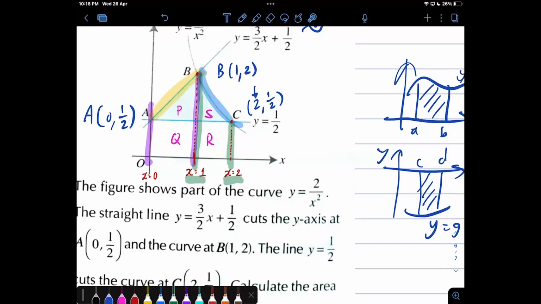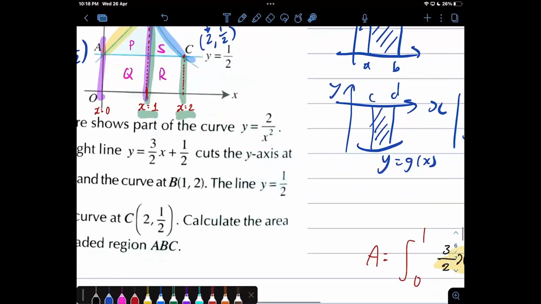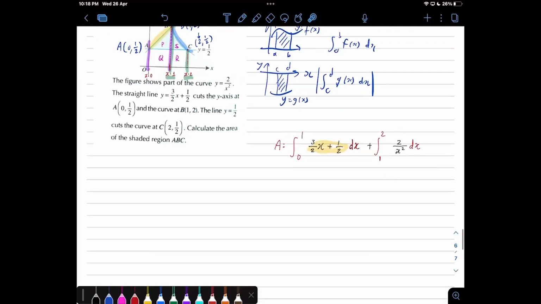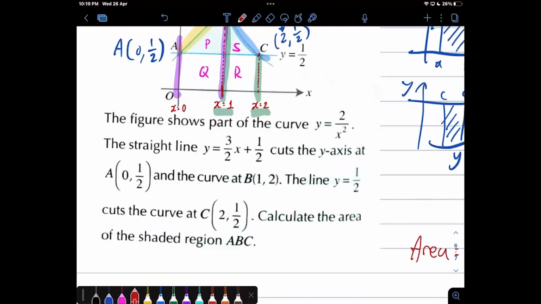Correct? Mm-hmm. Let me just label it. This is the area on the left-hand side. I better not write A. I write area, clearer. S plus R. Yes, you have to take away something, which is the area of Q plus R, correct? The rectangle. And what's the area of the rectangle again?